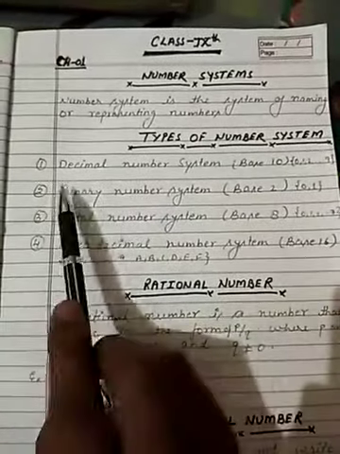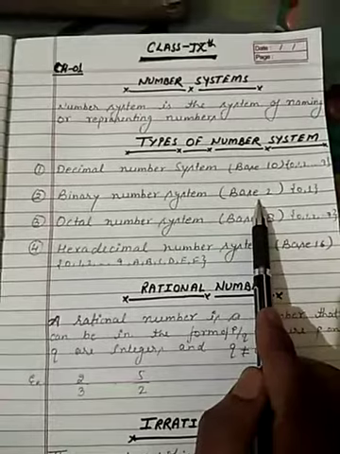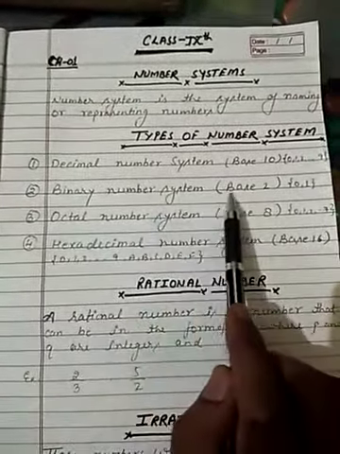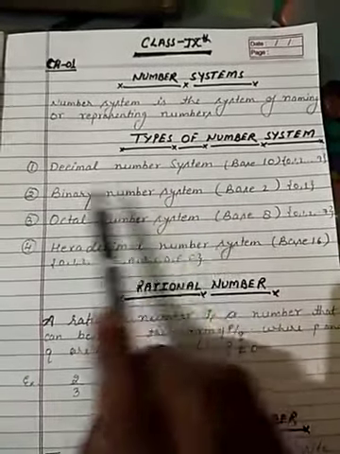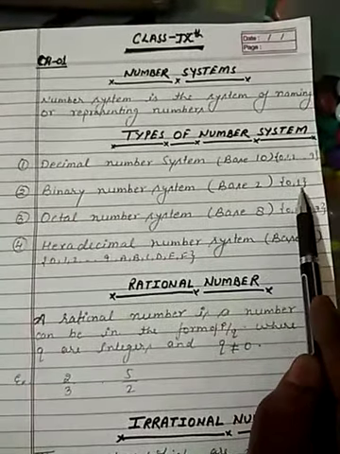But in the binary number system, the base is 2. You know the binary number system is always used in our computer language. In the binary number system, the base is 2, using digits 0 or 1.